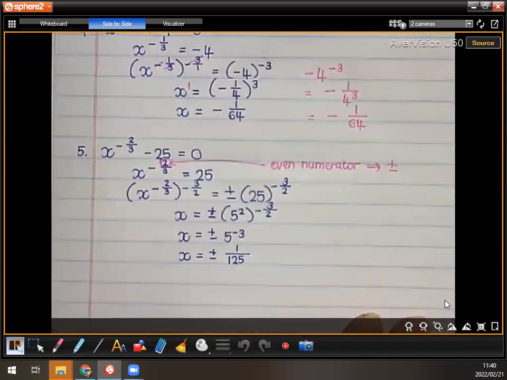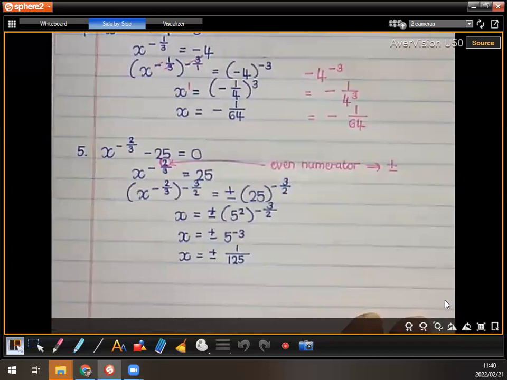Equation number 5. Again, you have to move that minus 25 over first. It becomes positive 25. Now, guys, the thing that makes this question different from all the others is that we now have an even numerator. First time in this exercise that happens. In all the previous questions, we had an odd numerator. Remember, if that numerator is even, you must put a plus or minus. So just add it in there, please. If you forgot about that, star it.